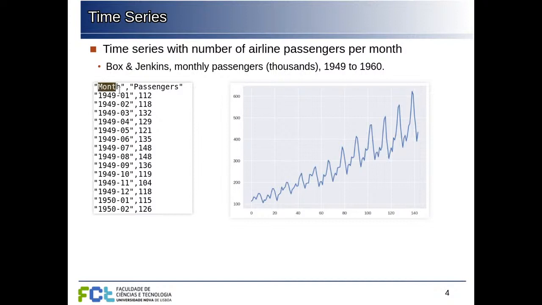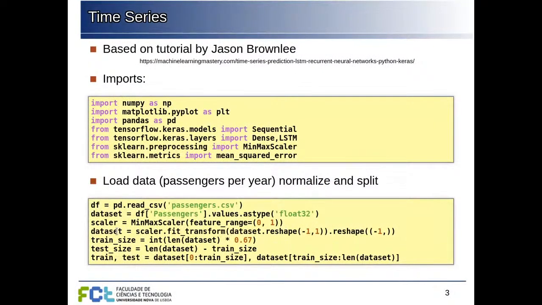So the first column is the month. The second column is the number of passengers. We don't really care about the months because this is all consecutive months. So we are just going to take this numerical data here, and to do that from our data frame that we read from the CSV file, we're just going to take the passengers column, and just the values.